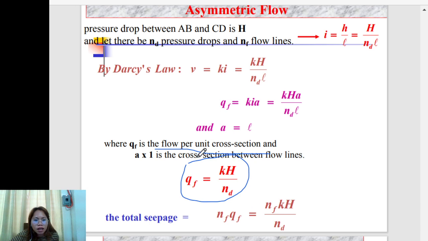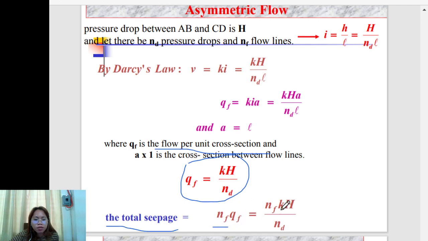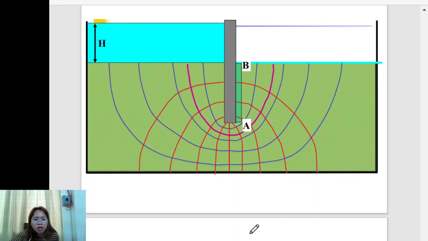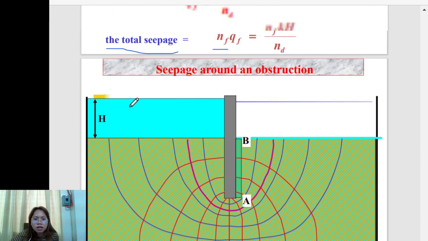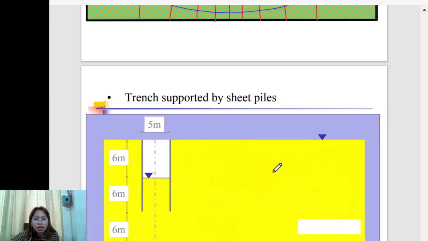So this is for the flow per unit cross-section. Then the total seepage is actually multiplied by the number of flow lines, N sub F times N sub F. So this one is seepage around an obstruction. Say this is a retaining wall. Then, to better understand the flow of the water, you have to draw a seepage flow line, no? Seepage flow line. Trench supported by sheet piles.